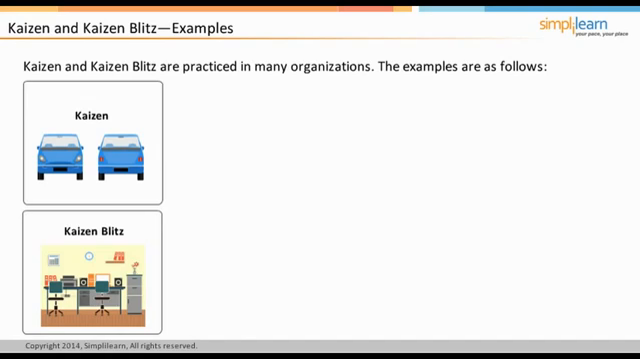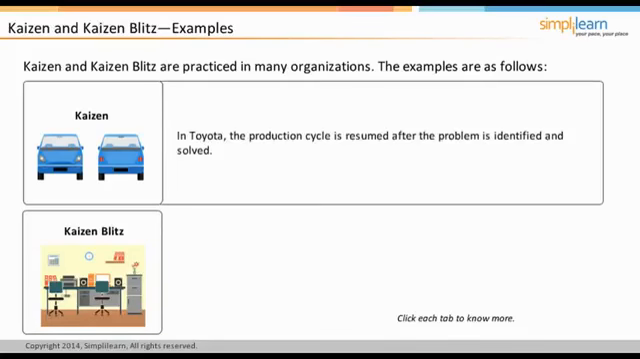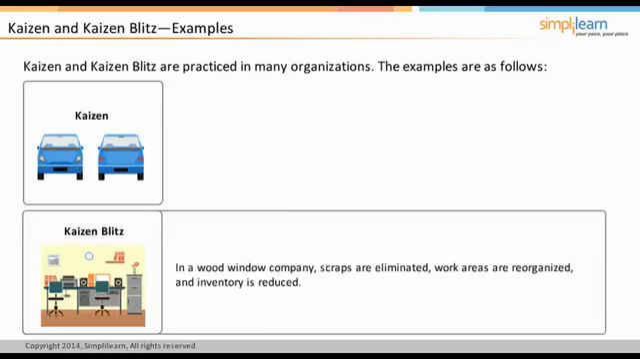Kaizen and Kaizen Blitz are practiced in many organizations across the world. The examples of Kaizen and Kaizen Blitz method are shown here. Click each tab to know more. The Toyota production system is known for Kaizen practices. In Toyota, if any issue arises in the production line, the line personnel cease all the production until the issue is resolved. Once the solution is implemented, the team resumes the production cycle.